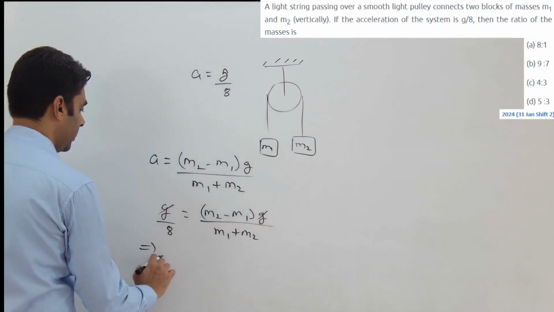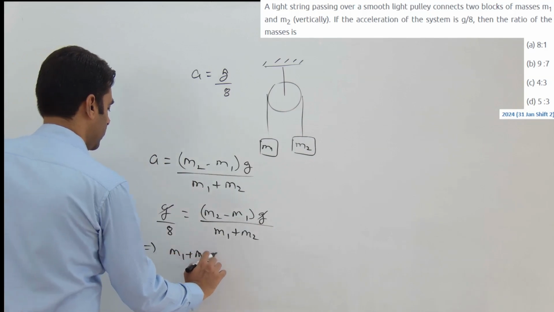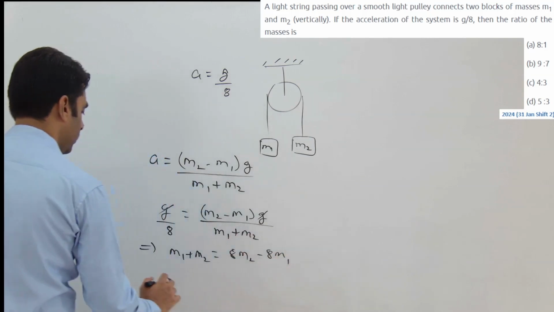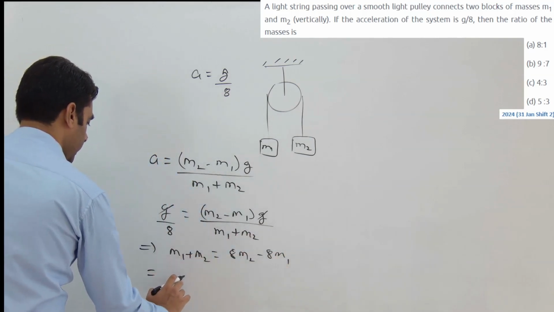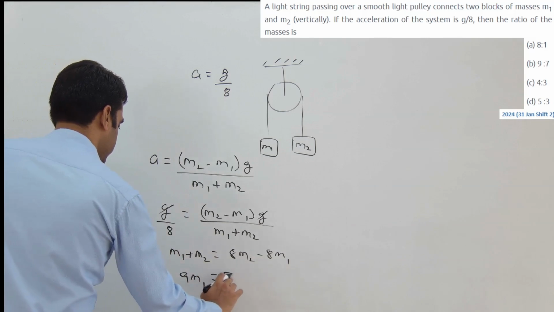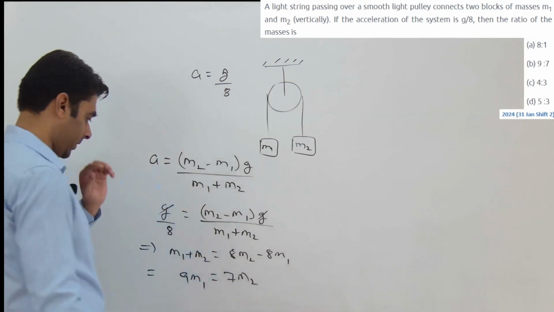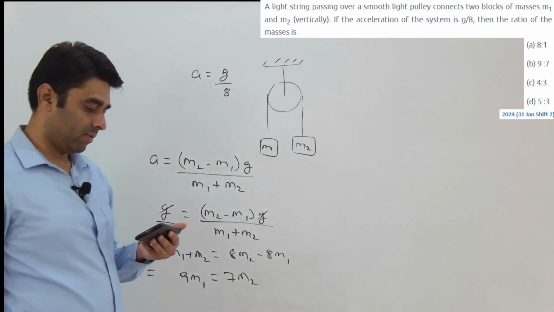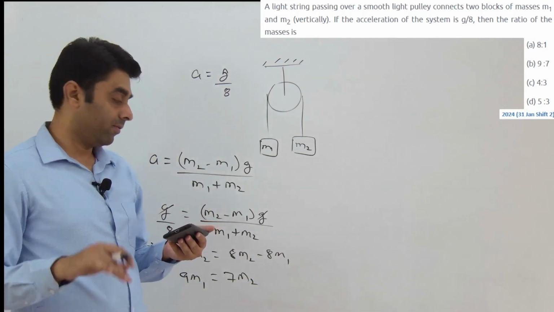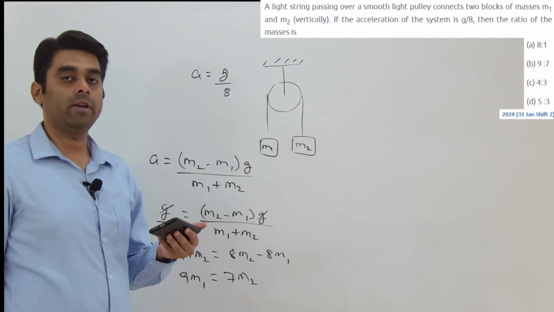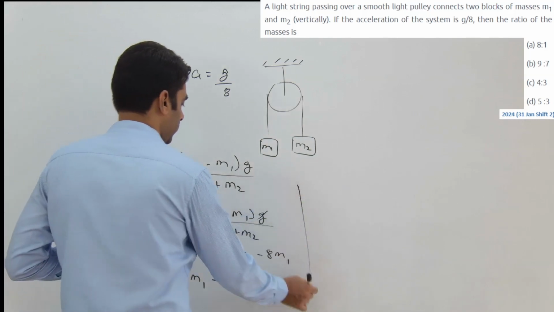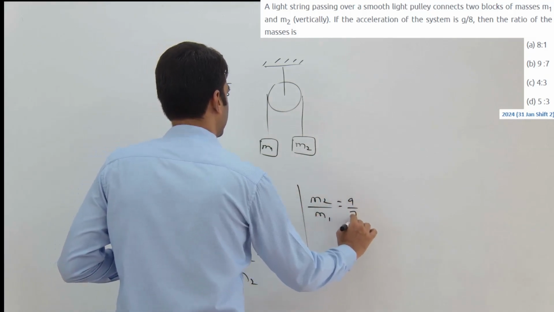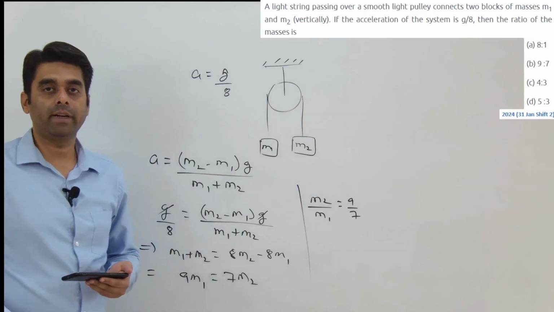Let's simplify it. m1 plus m2 equals 8m2 minus 8m1. If we solve it, 9m1 equals 7m2. That means ratio is coming 7:9. m1 by m2 is coming 7:9, and m2 by m1 is 9:7. If you look at the options, option number 2 is our correct answer. So m2 by m1 is 9:7. Right? Let's move ahead.